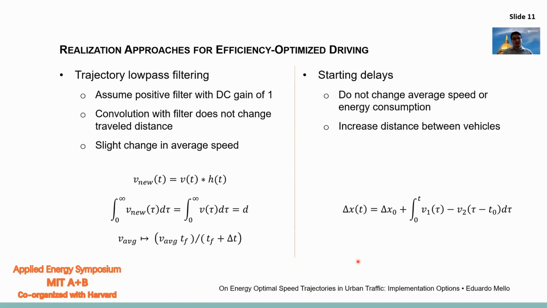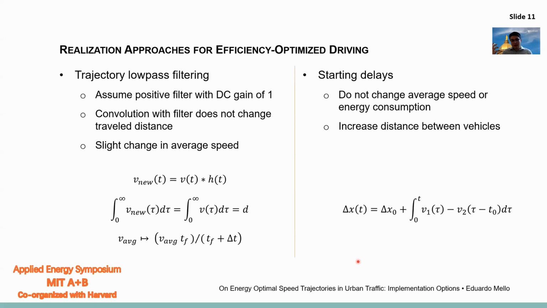The third realization approach that I would like to introduce is the low-pass filtering of the optimal speed trajectories. If you think about convolving the optimal speed trajectory with an impulse response that is positive and has a DC gain of 1, we do not change the travel distance by the vehicle, and we only slightly change the average speed based on the duration of that filter.